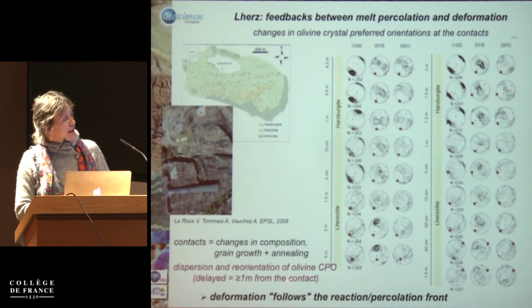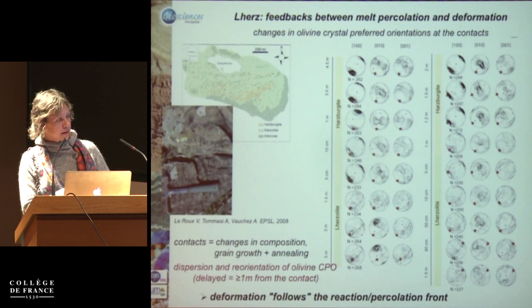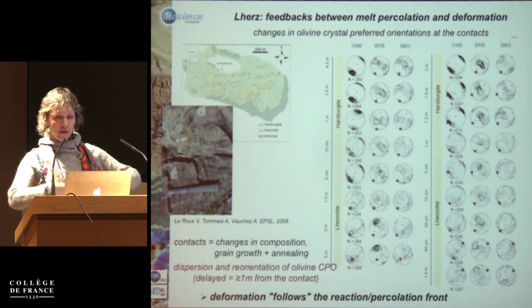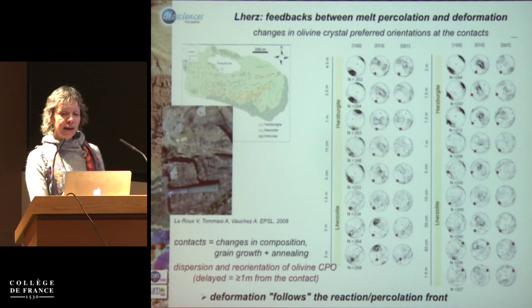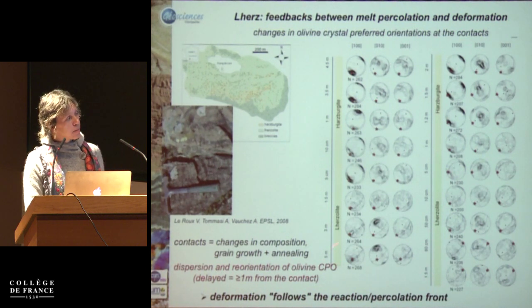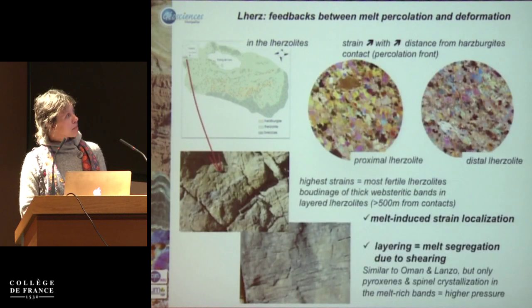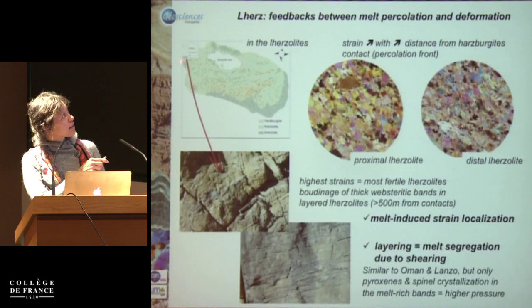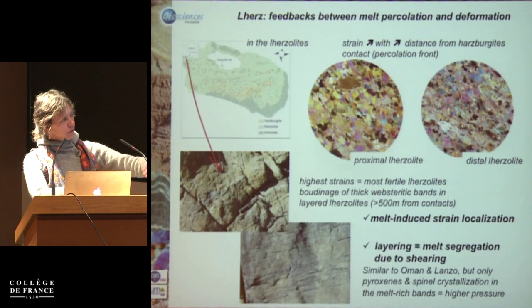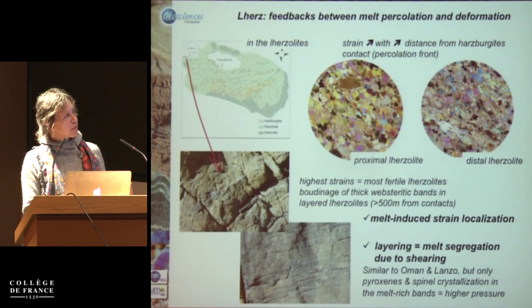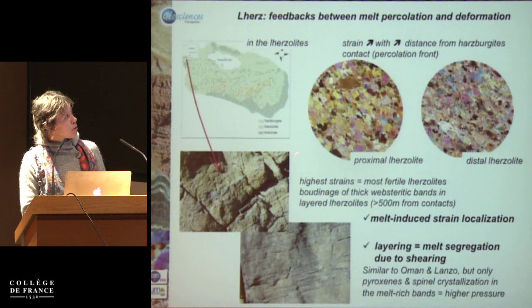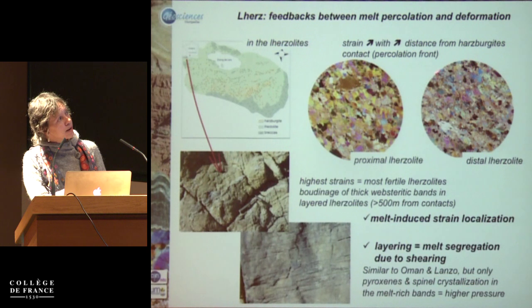So what we see here is that you have a deformation that is following the reaction percolation front. So you get the melts that are propagating, and as they propagate, they weaken the lithosphere, and a new deformation can take place. If you look at the lherzolites far from these contacts, so far from the percolating front where you have lots of melt in, they are very strongly deformed, while the ones here are very weakly deformed. These ones are very strongly deformed with very strong foliation. So these are the close to the contacts. These are the ones far from the contacts. You can have quite a lot of grain size reduction here too.